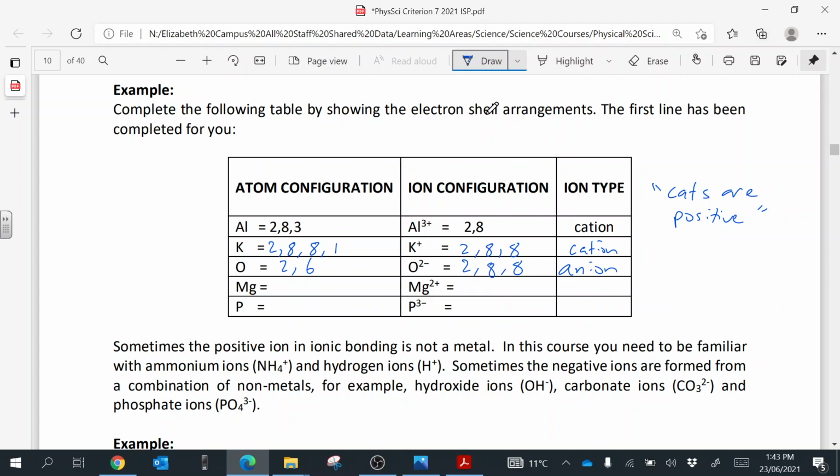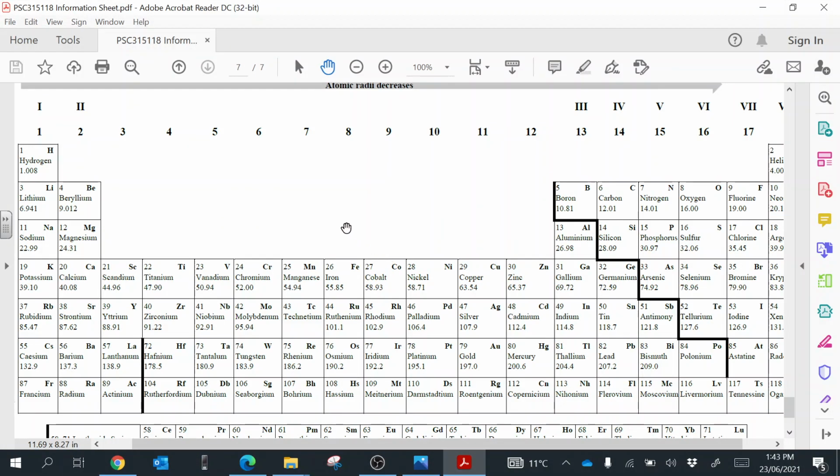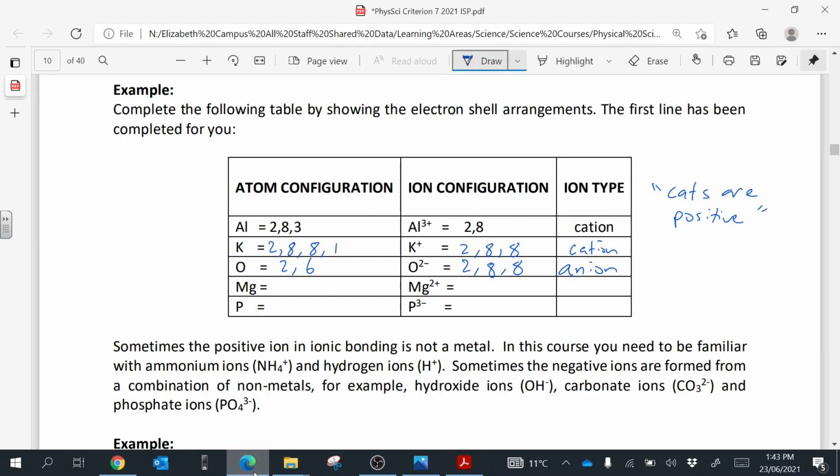Magnesium. Let's have a look at magnesium. Magnesium here has an atomic number of 12. So that's 12 protons. So that means it will have 12 electrons. So 12 electrons. We go 2, 8, 2. Okay, it loses these 2 electrons to become 2, 8. And so it is also a cation. It's a positively charged one.